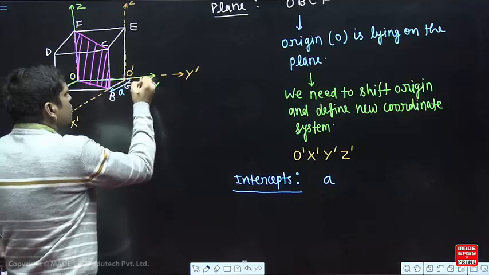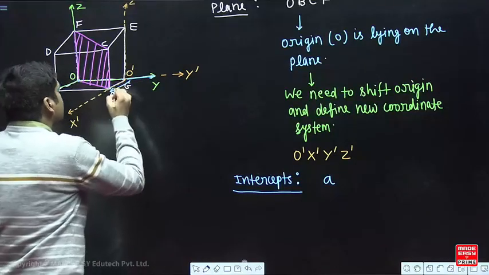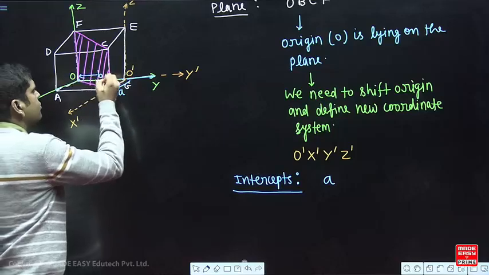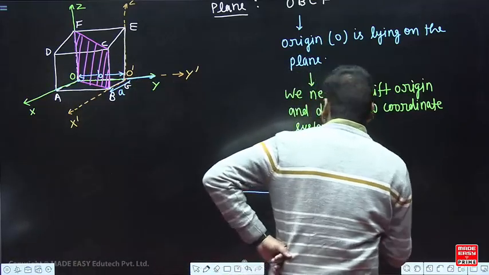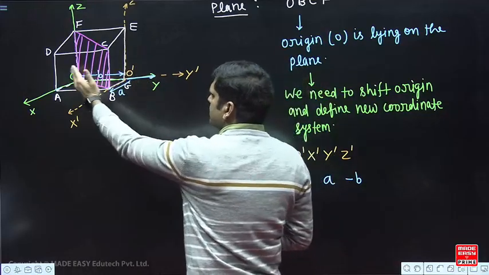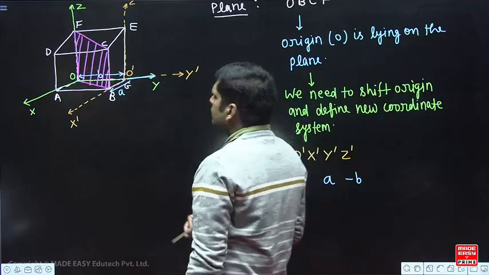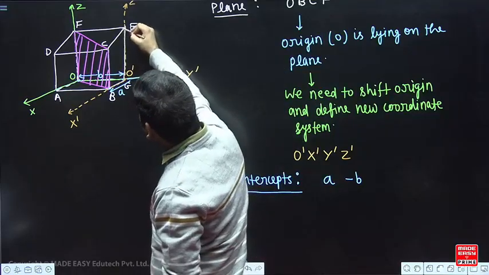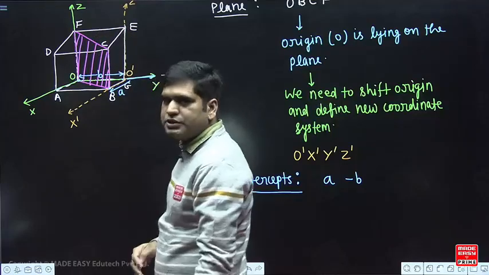The new positive y-axis is this, but your intercept is along the negative axis. And how much distance? By the unit cell dimension. So it is minus B, right? Your origin is this, positive is this side and minus is this side. So it is along the negative y-axis, so minus B. In the z direction, it is not cutting anywhere.